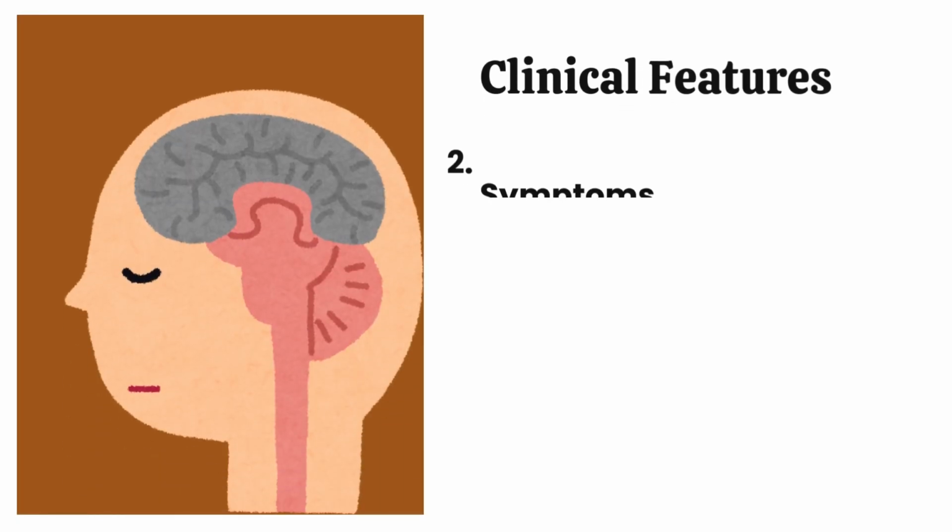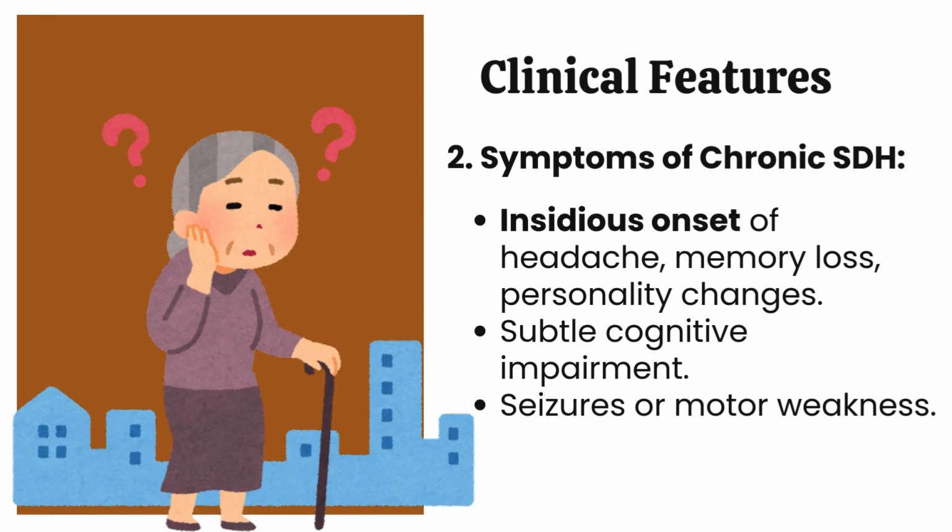Symptoms of chronic subdural hemorrhage. It involves insidious onset of headache, memory loss, personality changes, subtle cognitive impairment, seizures or motor weakness.